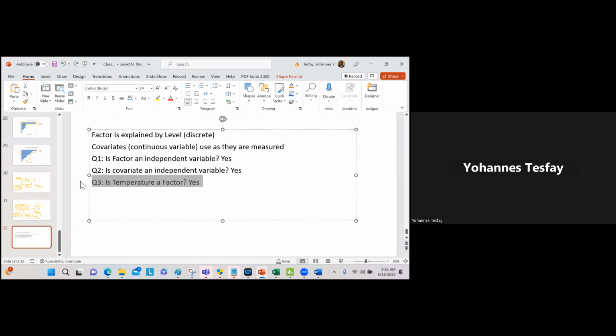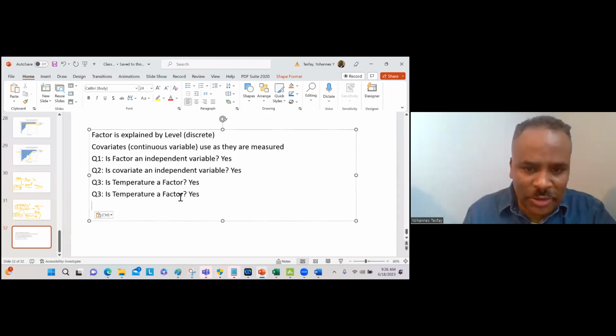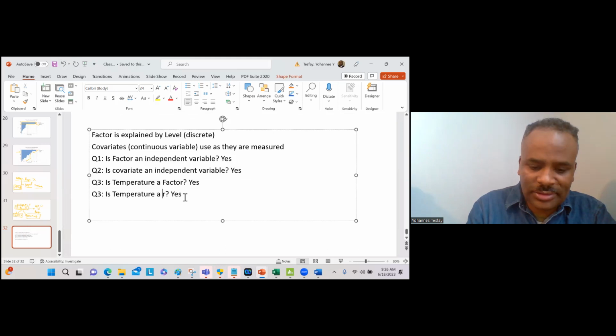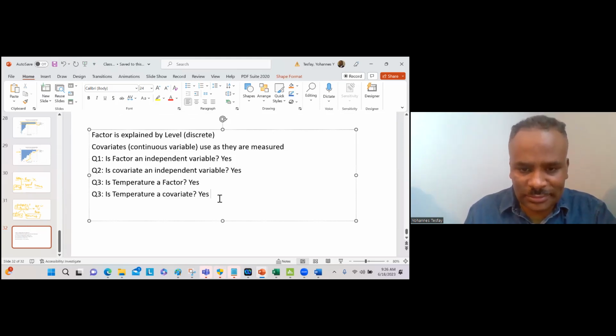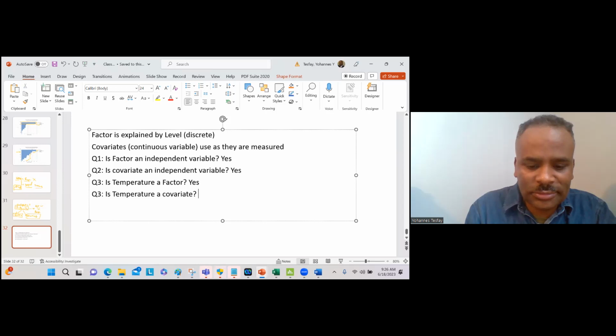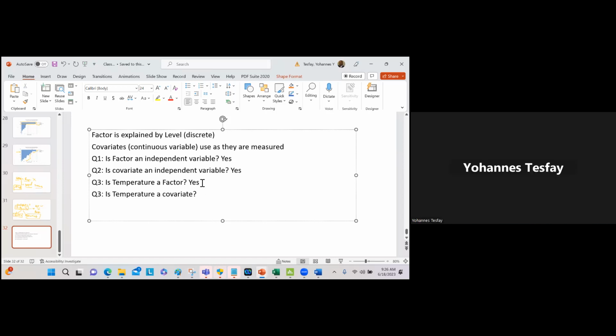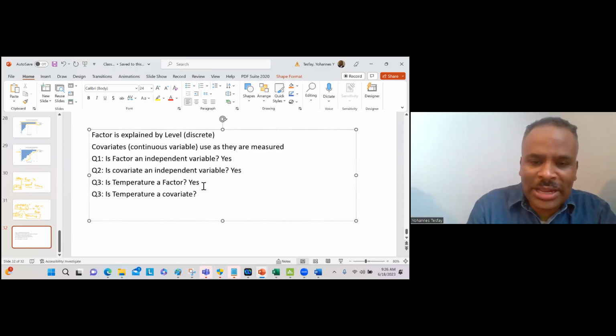Okay. The third one: is temperature a covariate? Yes or no? Neither yes nor no.